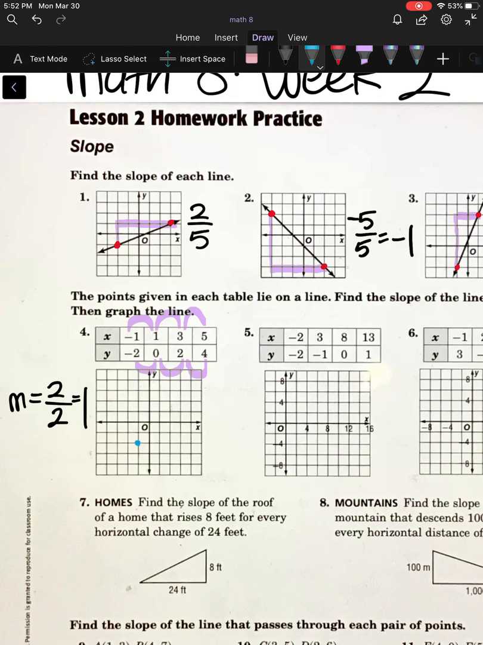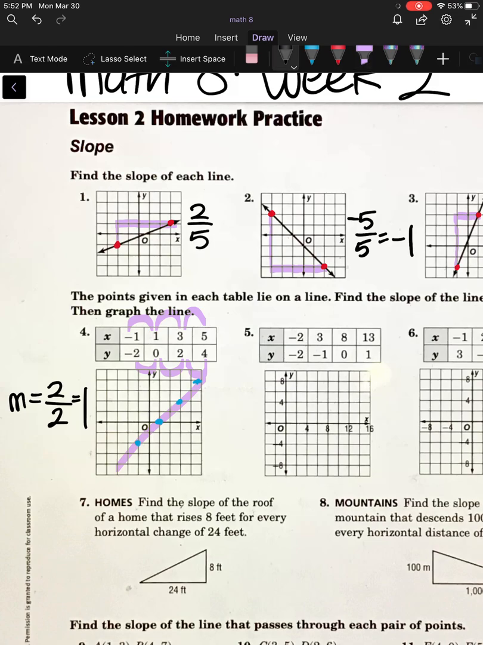Now let's plot the points and graph the line. (-1, -2) is here. (1, 0) is here. (3, 2) is here. And (5, 4) is here. And we connect them with a line. You do numbers 5 and 6 the same way.